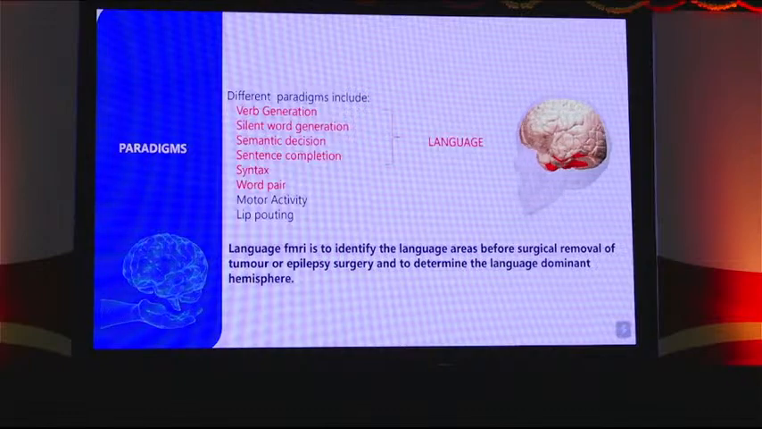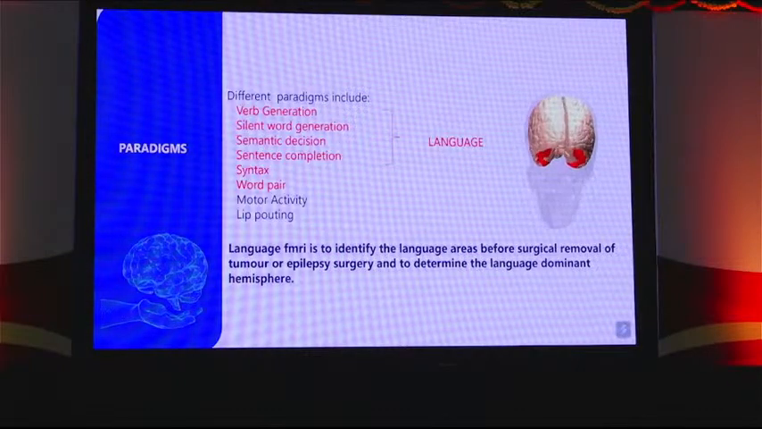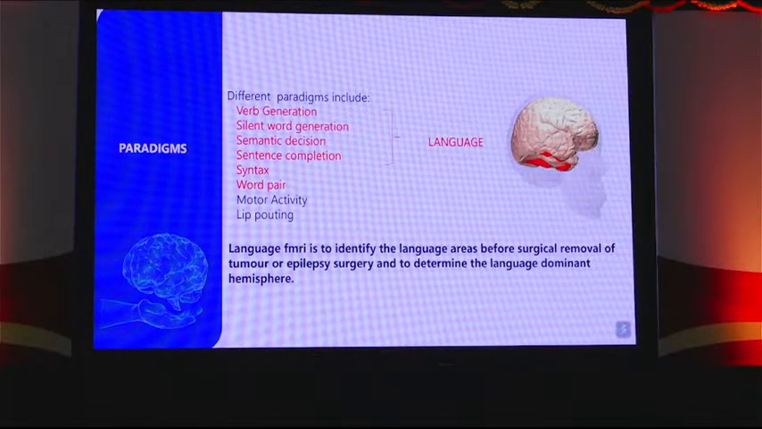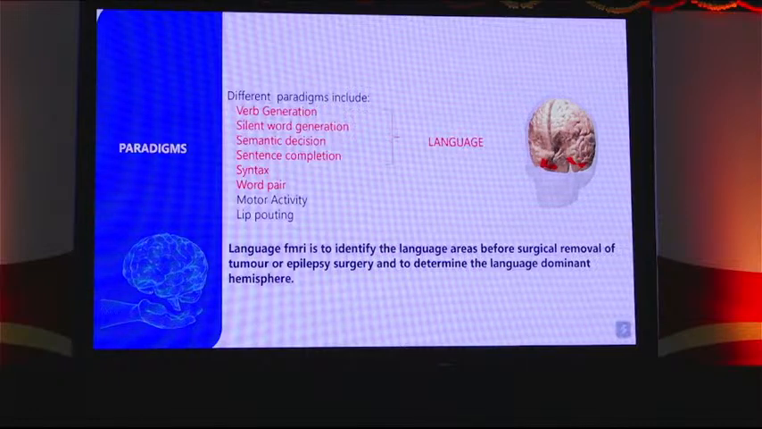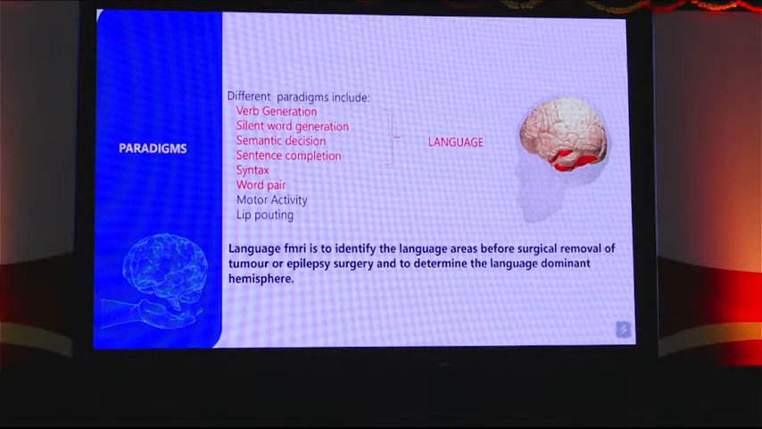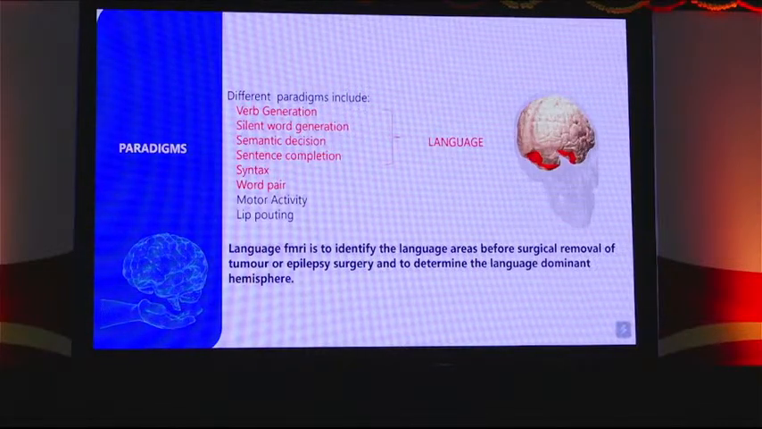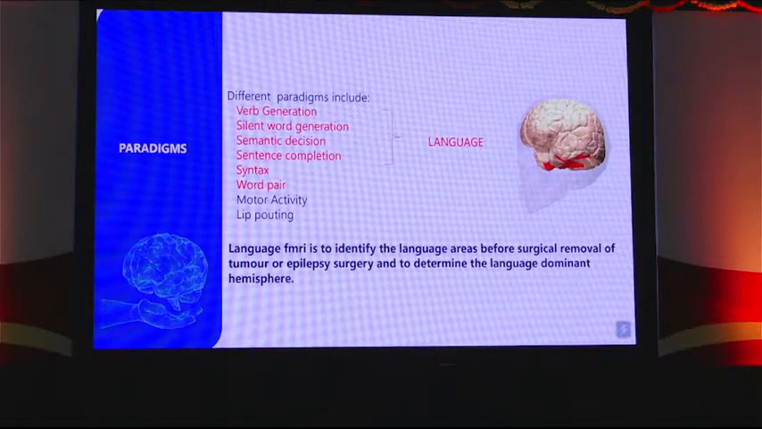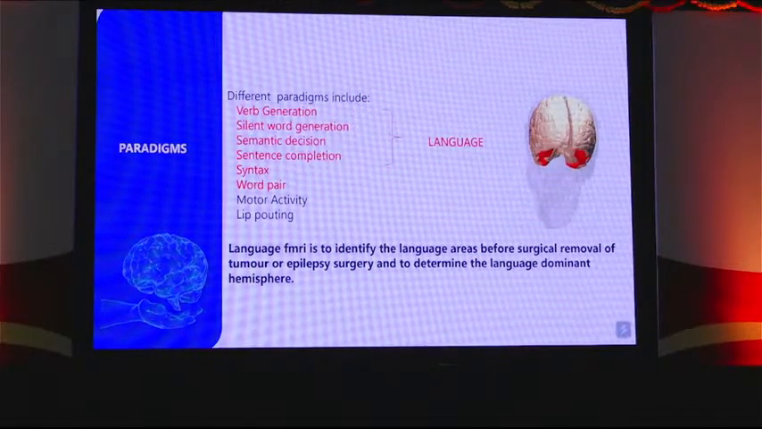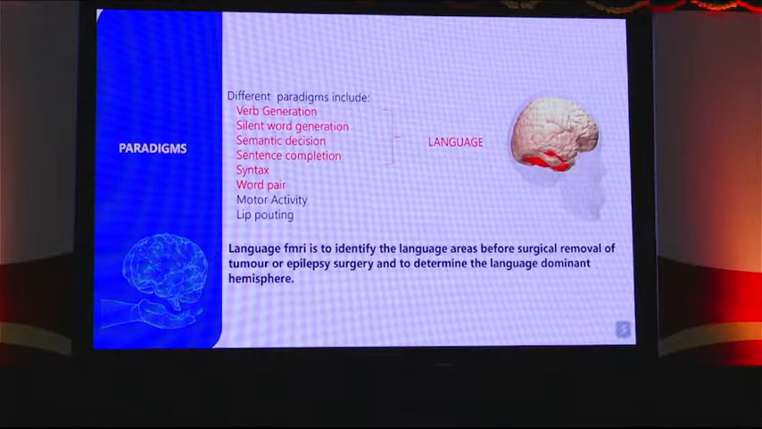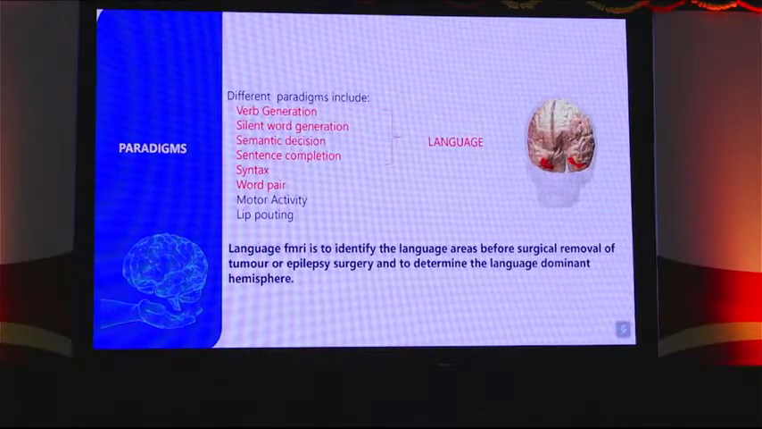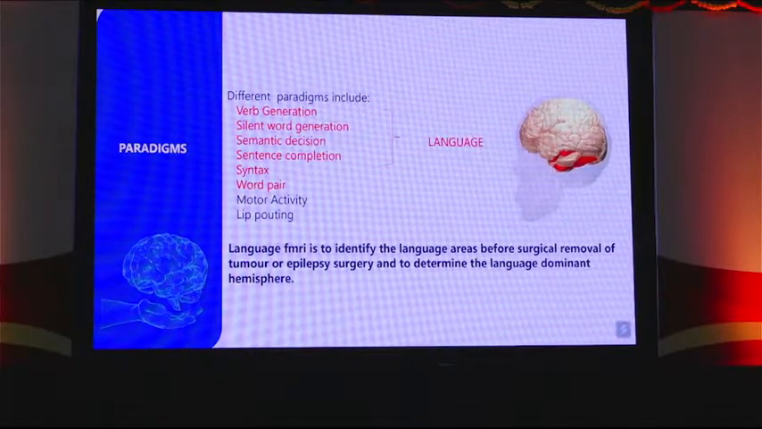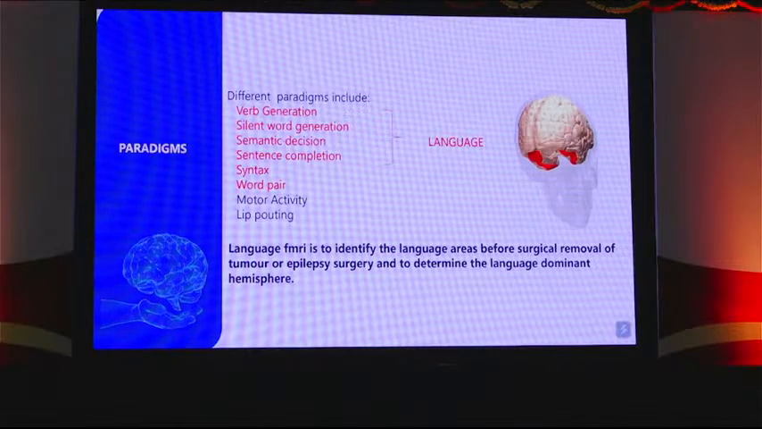Then word pair. We will give related words and non-related words, like table and chair, or table and stone. Again, we have to think whether it is related or non-related. So the idea is that his language area has to be elicited. So how is it being elicited? Through the BOLD response, with paramagnetic effect and activation.